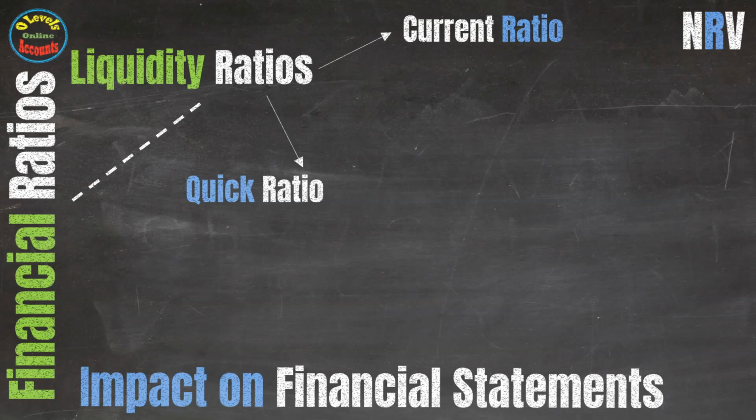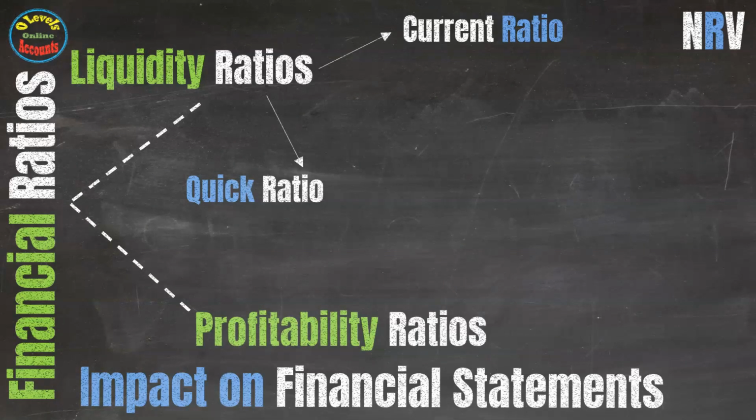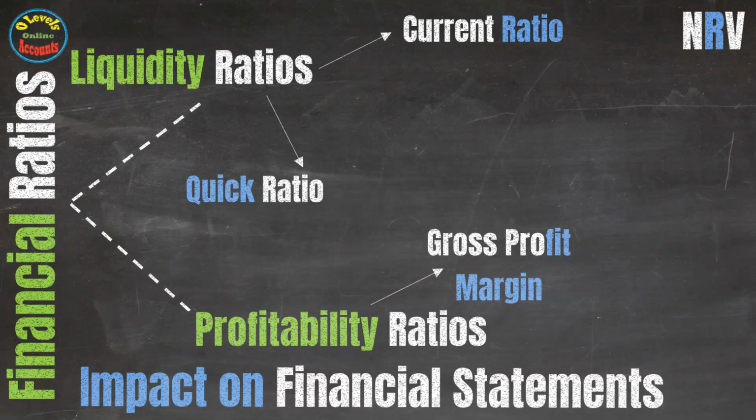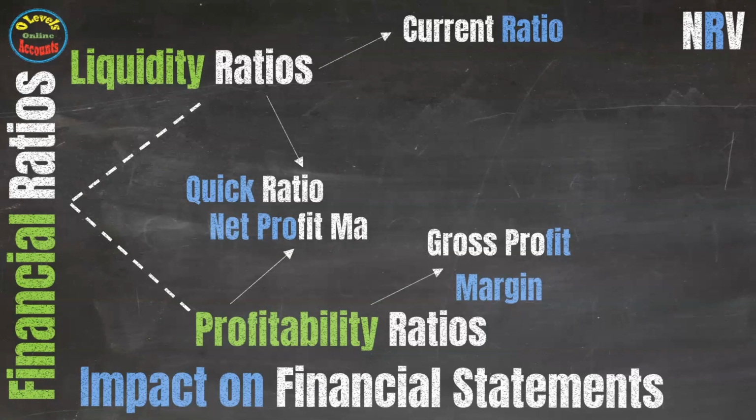Although inventory is excluded from the quick ratio, frequent or significant write-downs may indicate broader operational issues that could impact overall liquidity. The second category is profitability ratios. In this category we have two ratios to discuss. The first one is gross profit margin. Increased cost of goods sold reduces the gross profit margin, impacting the assessment of the company's core profitability. Further, the second ratio is net profit margin. Lower net income results in a reduced net profit margin, affecting the overall profitability analysis.